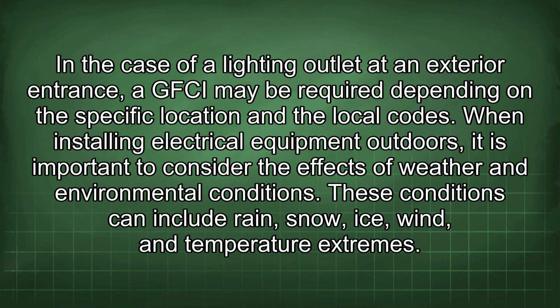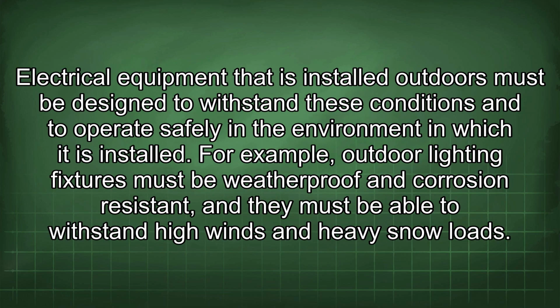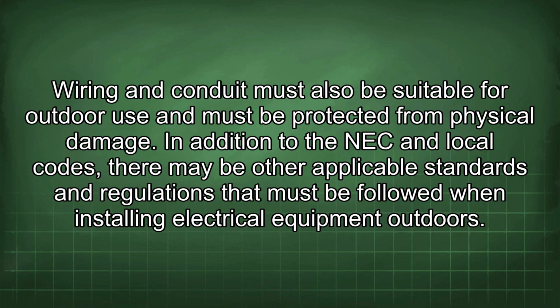When installing electrical equipment outdoors, it is important to consider the effects of weather and environmental conditions. These conditions can include rain, snow, ice, wind, and temperature extremes. Electrical equipment that is installed outdoors must be designed to withstand these conditions and to operate safely in the environment in which it is installed. For example, outdoor lighting fixtures must be weatherproof and corrosion resistant, and they must be able to withstand high winds and heavy snow loads.